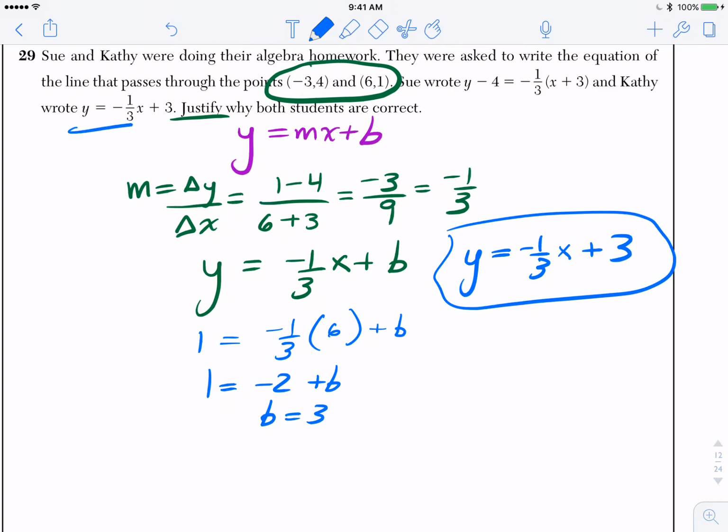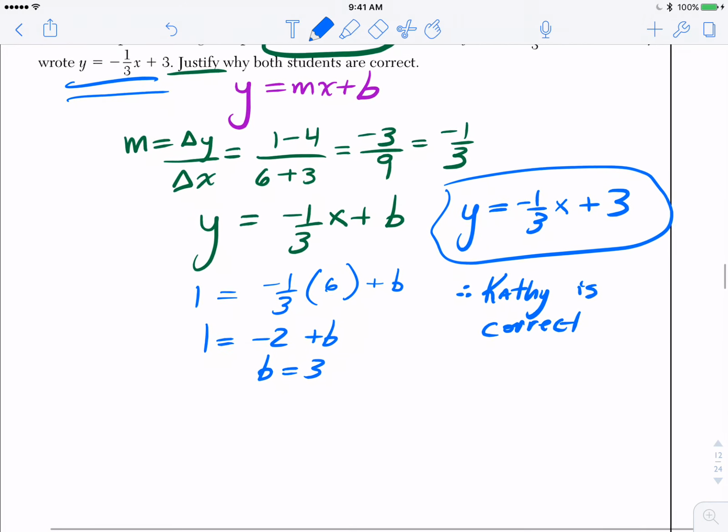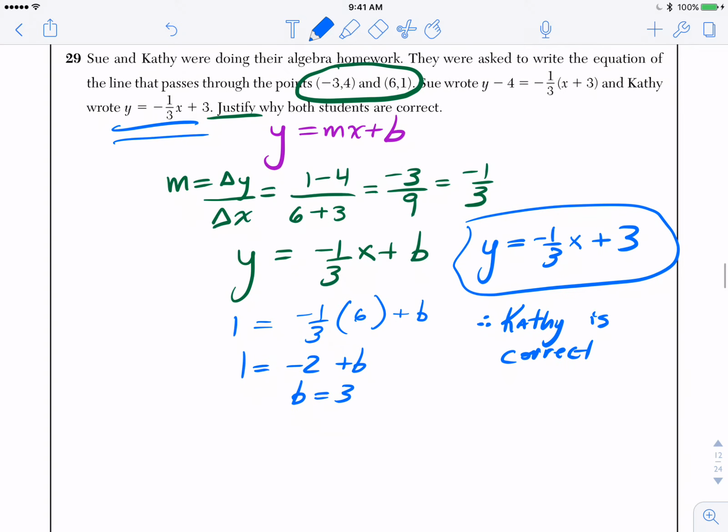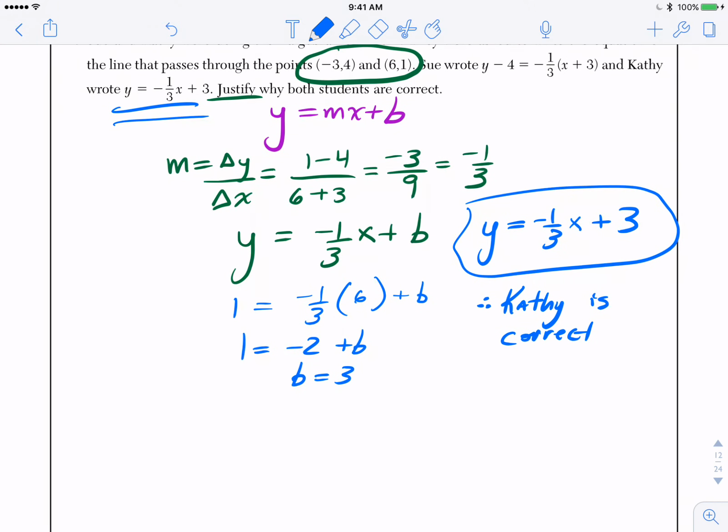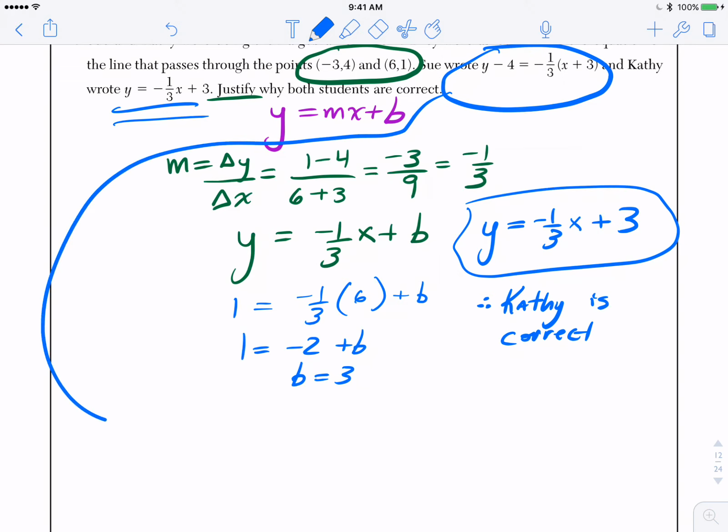Since Kathy put that exact thing, we can say, therefore, Kathy is correct. And we still want to double check Sue. So Sue wrote that. And if we take Sue's and distribute, I'm just going to show that we're doing her work over here for Sue.